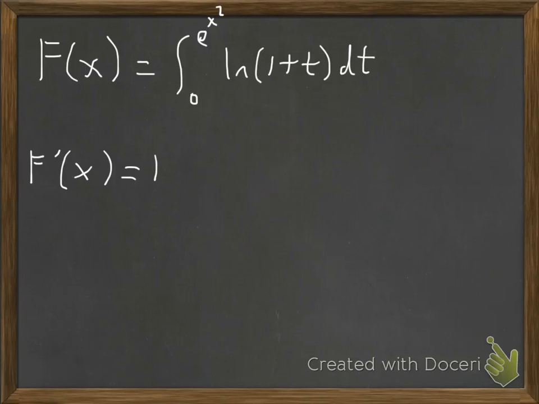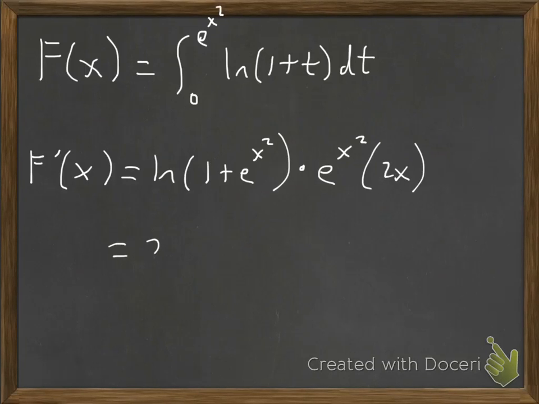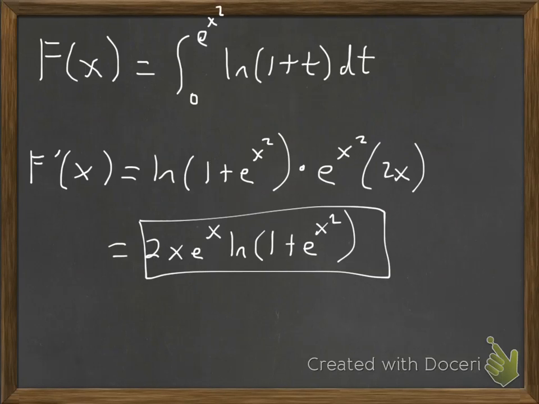Alright, derivative with respect to x, so it's going to be ln of 1 plus e to the x squared, and then times the derivative of e to the x squared, which would be e to the x squared, and then chain rule times 2x. And then we'll just rewrite that, 2x e to the x squared, ln of 1 plus e to the x squared. Looks like I forgot my square. Let's go ahead and put that right in. Okay, so that's taking derivatives of functions involving e to the x, or compositions with e to the x.